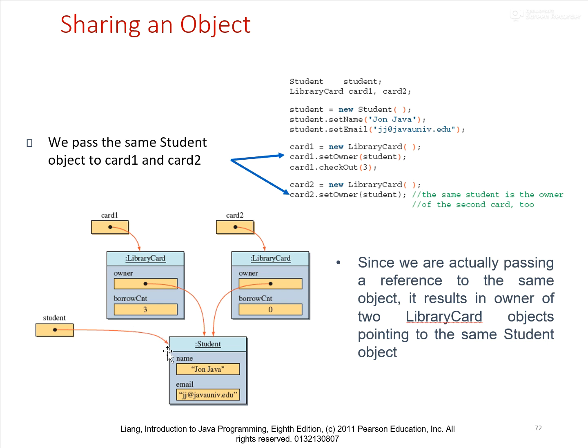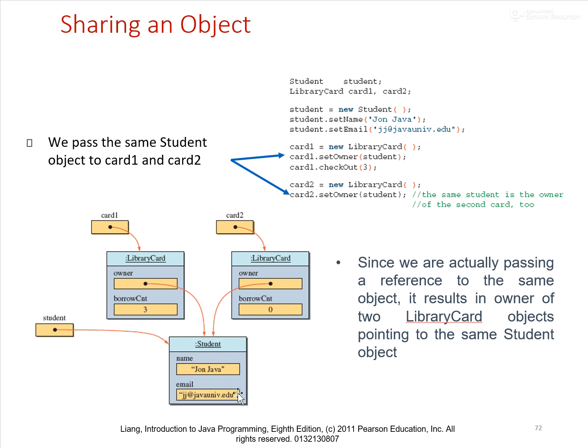Now, when you make an object a member variable of another object, like we did, it is not the case that the library card object is getting its own copy of the student object. Instead, the member object that it has is actually just a pointer. It's just a link to the original student object.